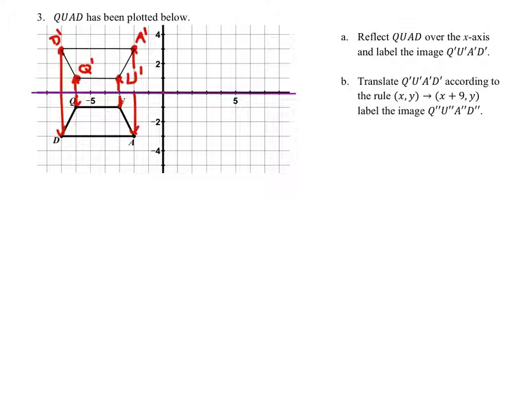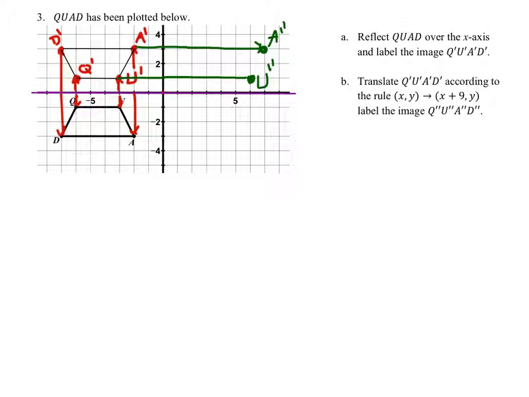So since it's x plus 9, all this means is that we're going to move each of the points to the right 9 spaces. So we'll show this. 9 spaces, there's 2, 4, 6, 8, 9. So this would be A prime, right here. And U prime as well, there's 3, 6, 9. There we go, 9. So that's U double prime. That should be A double prime as well.